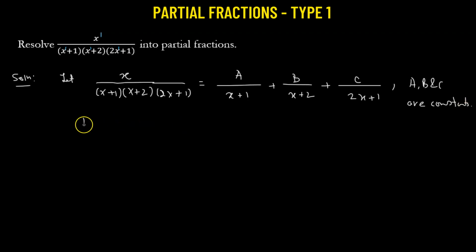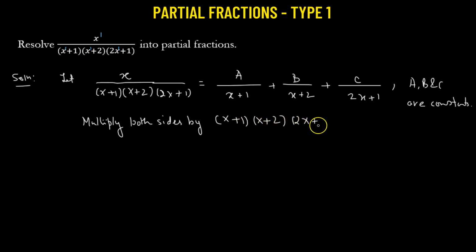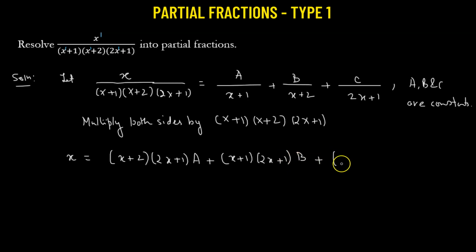To do that, we are going to multiply throughout by the denominator of the rational fraction, which is x plus 1 times x plus 2 multiplied to 2x plus 1. On the left hand side we simply get x, and on the right hand side we get x plus 2 multiplied to 2x plus 1 whole multiplied to a, plus x plus 1 multiplied to 2x plus 1 times b, plus x plus 1 multiplied to x plus 2 whole multiplied to c.